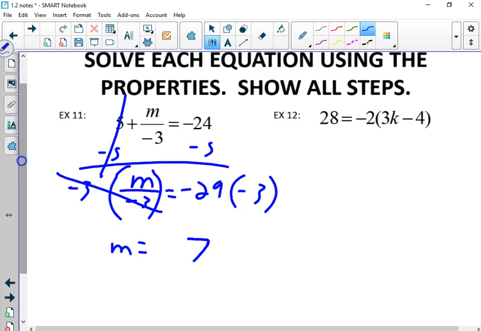9 times 3 is 27. 3 times 2 is 6. That's 87. Which you can plug back in, divide by -3, add 5, and you will get -24.